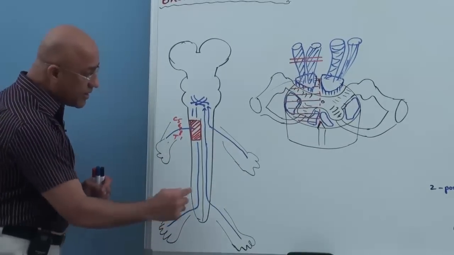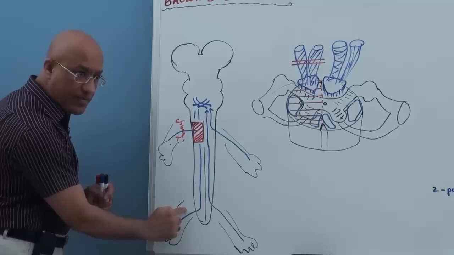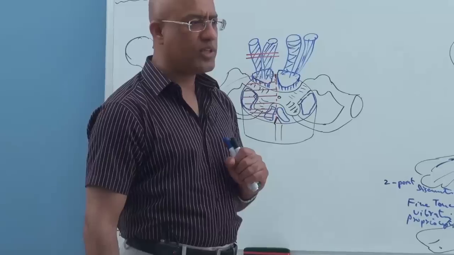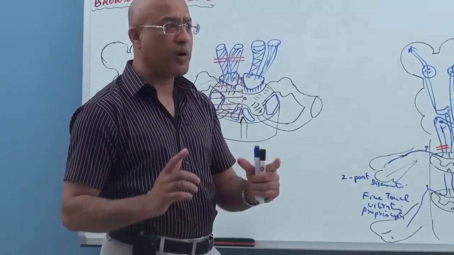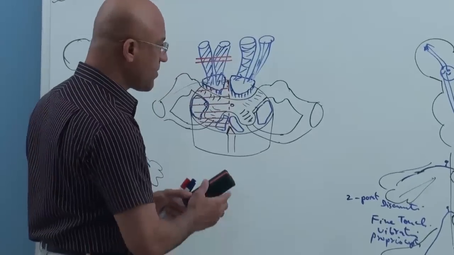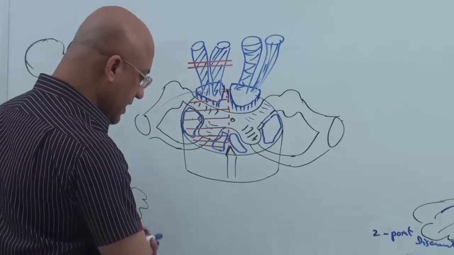Now let's come back. So this is one thing clear, right? Now we talk about another pathway, which is the spinothalamic pathway. Now the spinothalamic pathway is different from the dorsal column pathway.